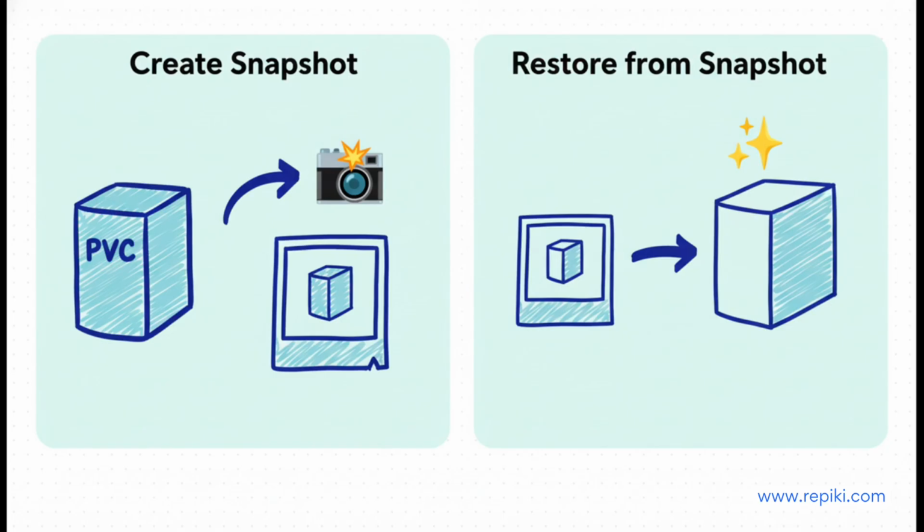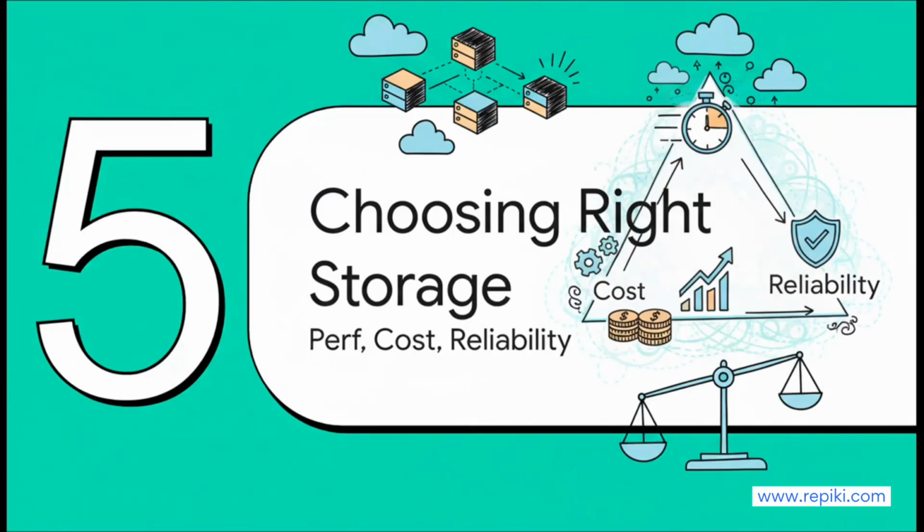Now, when it's time to restore, there's one key rule you have to remember. You never, ever restore over an existing volume. Instead, you create a brand new claim and you use this data source field to point it to your snapshot. This spins up a totally new disk, fresh with all the data from that backup. It's clean, it's safe.